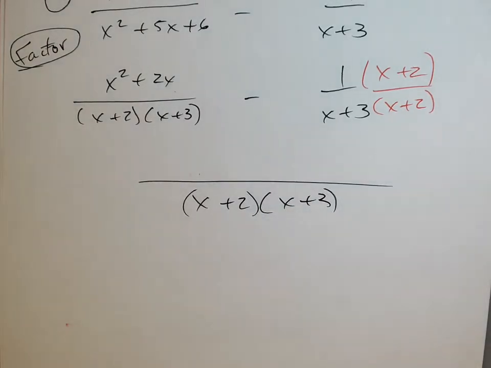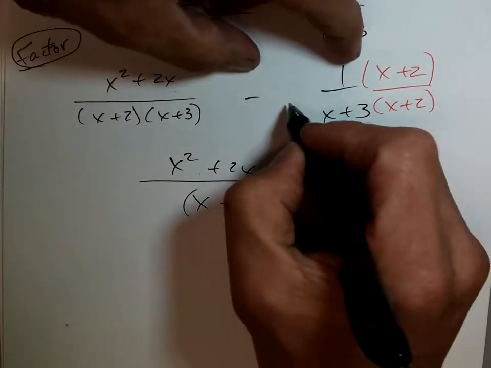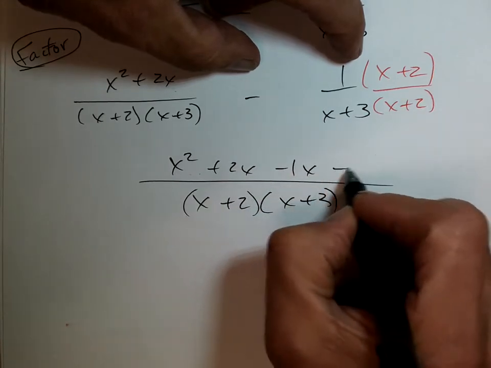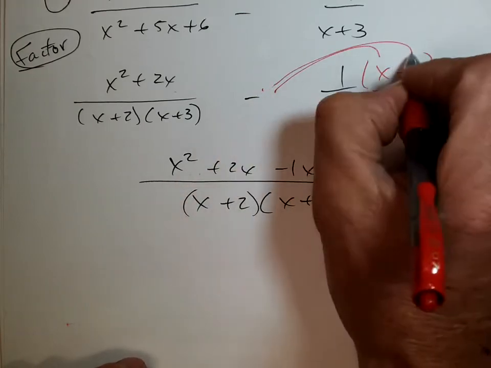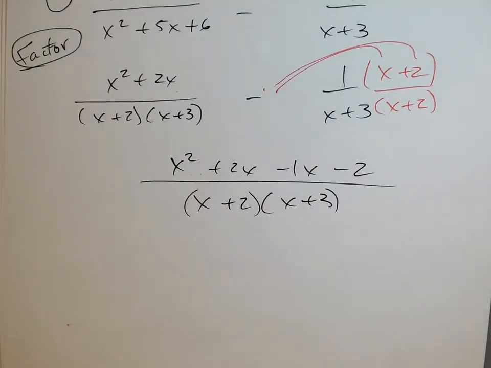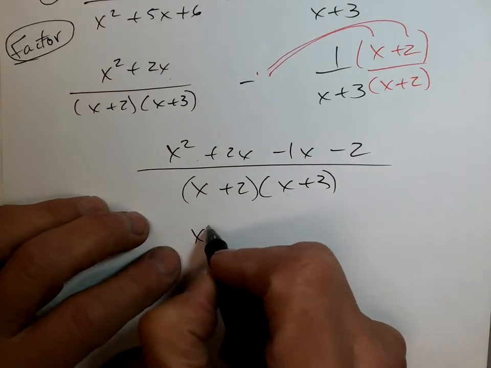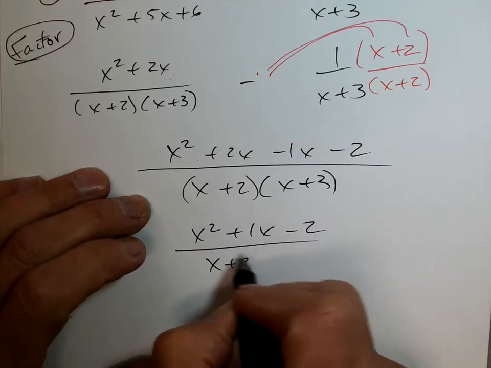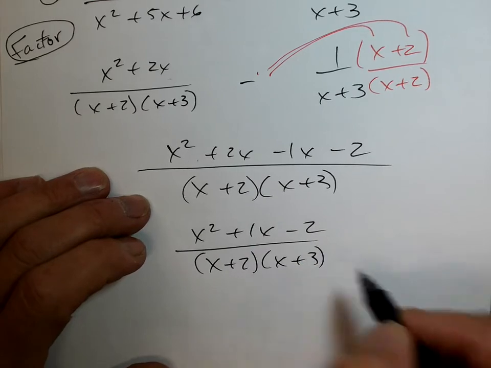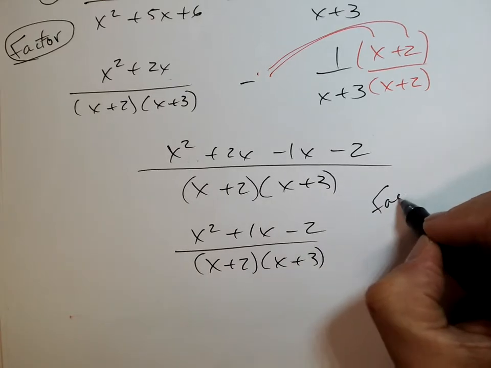What goes on the top, the numerator? Well, the numerator is going to have this x squared plus 2x, minus 1x minus 2, because I distributed the negative 1 in, okay? Well, I might be able to do something with that. So let's see, x squared plus 1x minus 2 over x plus 2 times x plus 3. Okay, will it factor? Because if it factors and cancels, then it reduces. So let's see, does it factor? Let's check it out.